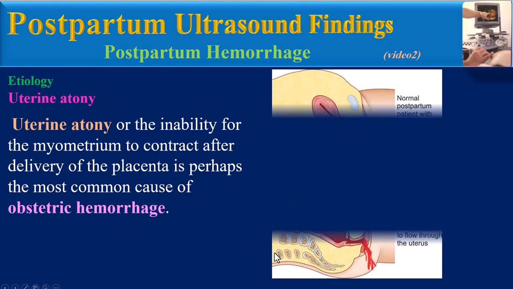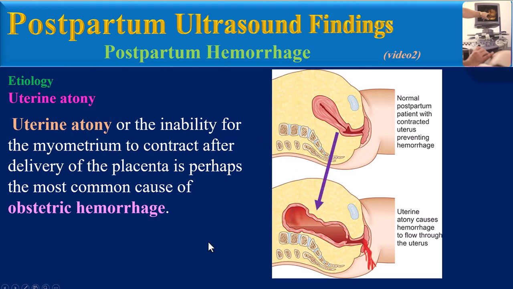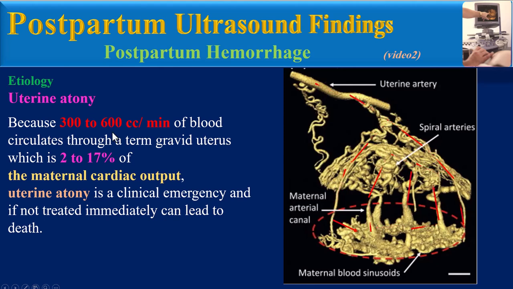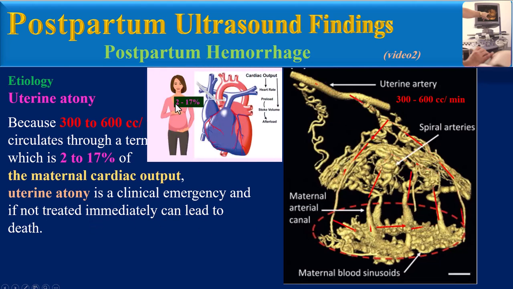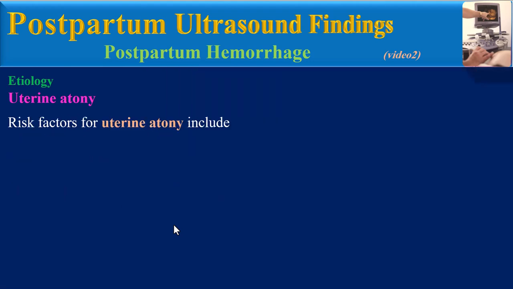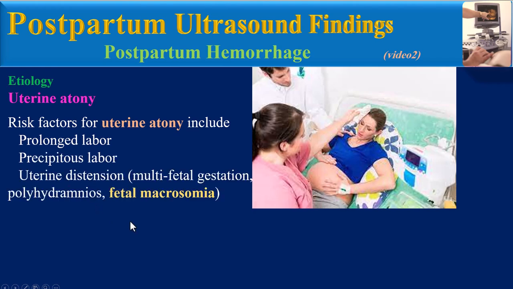Uterine atony, or inability of the myometrium to contract after delivery of the placenta, is perhaps the most common cause of obstetric hemorrhage. Because about 300 to 600 milliliters per minute of blood circulates through the term-gravid uterus, which is about 2 to 17% of the maternal cardiac output, uterine atony is a clinical emergency and, if not treated immediately, can lead to death.